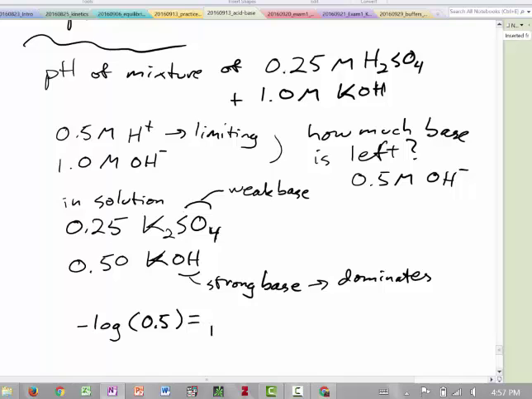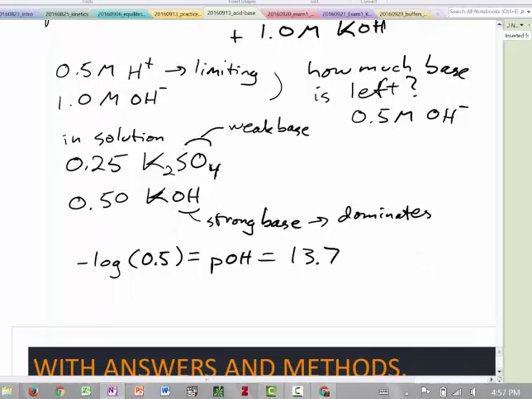Is it 13.7 or 13.3? I never remember. Just forget my log. So pH is? Oh, I did it wrong. Sorry. 13.7. That is 0.301. That's what it is.